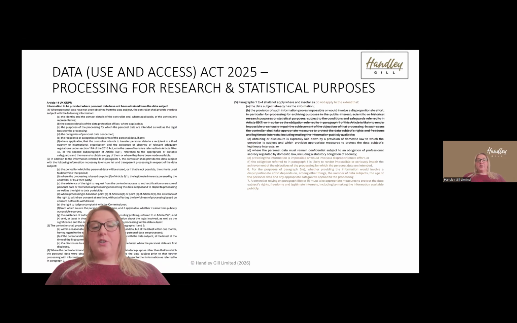Similar provisions are then provided at Article 14 of UK GDPR. So whereas Article 13 relates to the transparency information you're required to provide to data subjects where you obtain their personal data directly, Article 14 deals with where you've obtained their data from a third party and has now made similar changes.